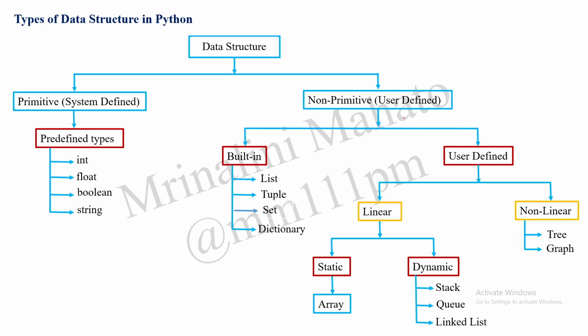Now, types of data structure in Python. What are the types of data structure in Python? Because this class is only for Python, that is why we will see the data structure types in Python. According to Python, data structure has two types: primitive and non-primitive. Primitive is also called system defined. Non-primitive is also called user defined. Primitive means predefined.